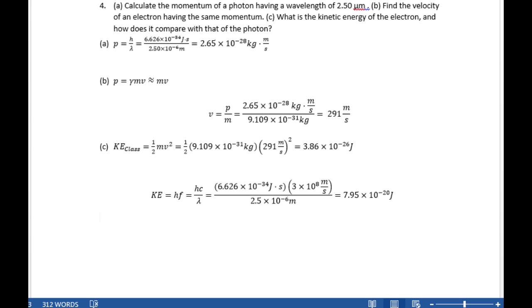So in this case, a photon with the same momentum has much more energy than an electron with that momentum. And this is because the electron actually has mass. And that's it for problem 4.